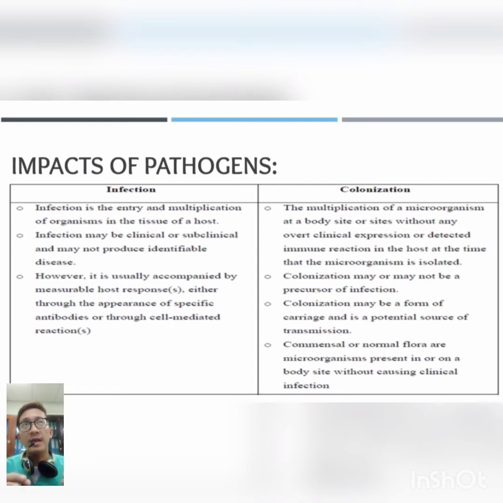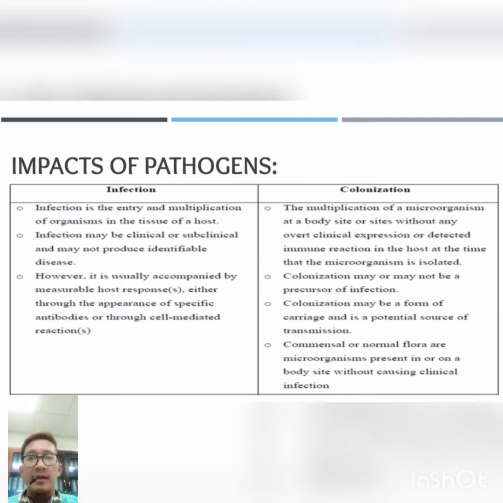Now, we need to differentiate infection from colonization. Now, infection, what is it? It defines the entrance and development of an infectious agent in a human or animal body, whether or not it develops into a disease. Infection is the replication of organisms in host tissue which may cause disease.